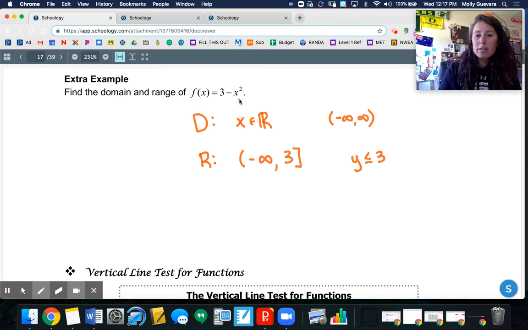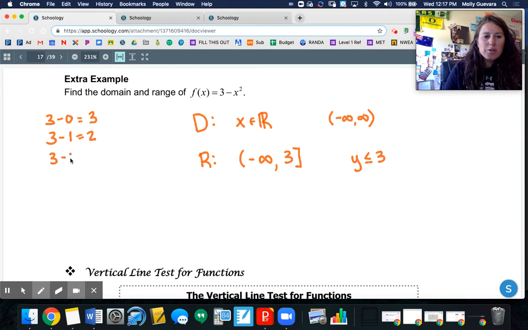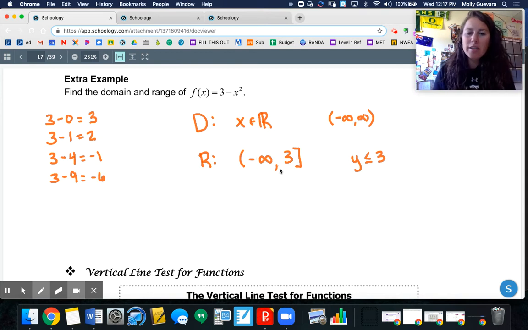Right? That's the smallest it'll ever be. So I'll just show you. 3 minus 0 is 3. Okay? And then after that, 3 minus, if I plug in 1, I get 1, which is 2. And then if I plug in 2, I get negative 1, and so on and so forth. So 3 is actually the biggest it'll ever be. And then everything else is going down from that, right? And getting smaller. So that's how I got negative infinity to 3. And I can actually get an output of 3, so there's a bracket there.